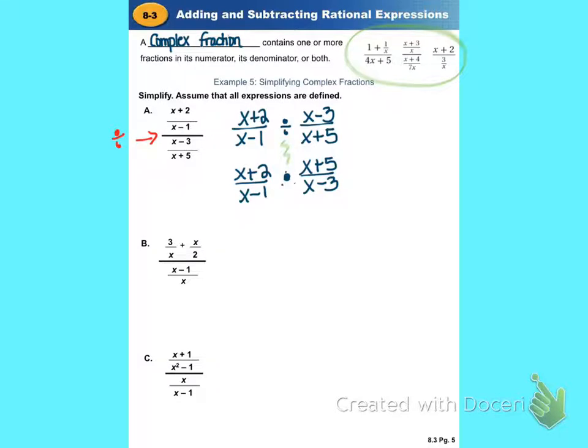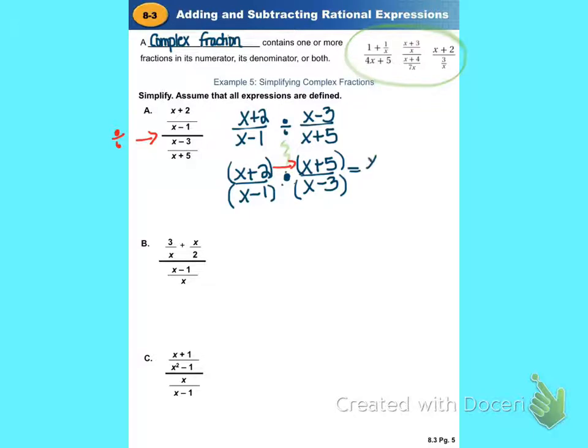So now we multiply the numerators. Well, to multiply the numerators, we have to use FOIL, right? We have two binomials, and then multiply the denominators using FOIL as well. So multiplying the numerators using FOIL, and multiplying the first two, the outside two, the inside two, and the last.